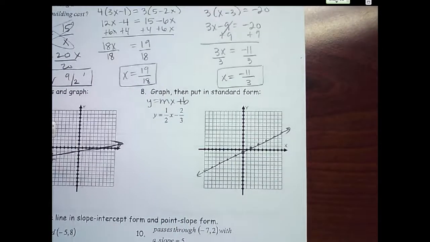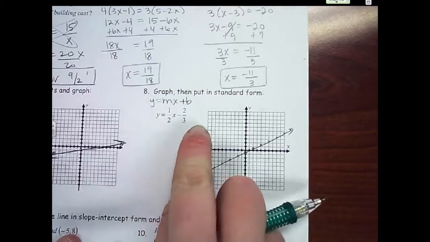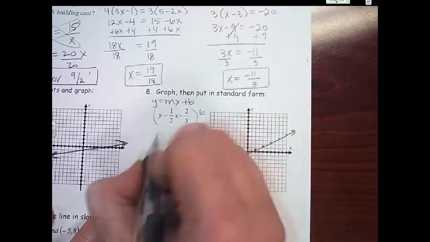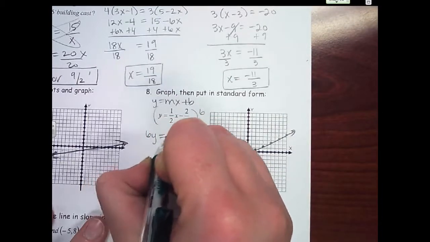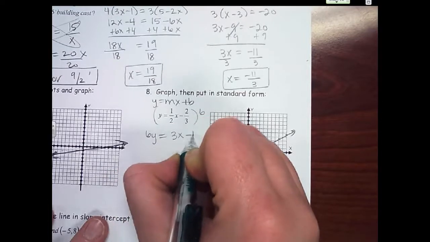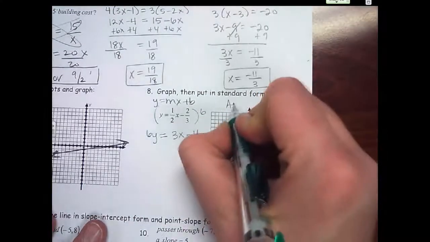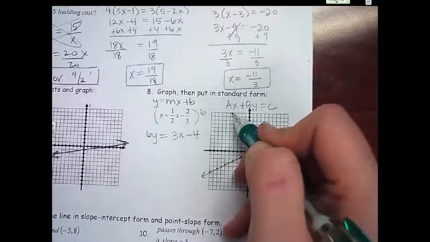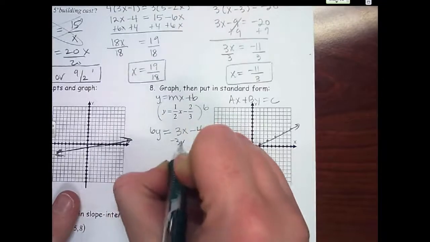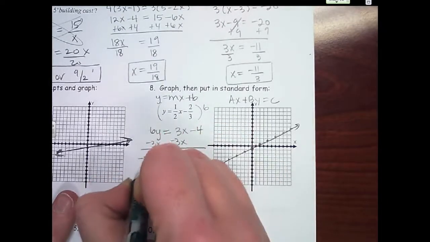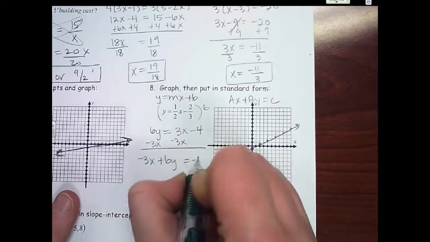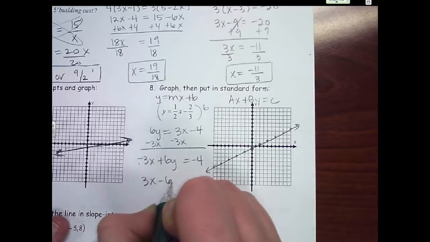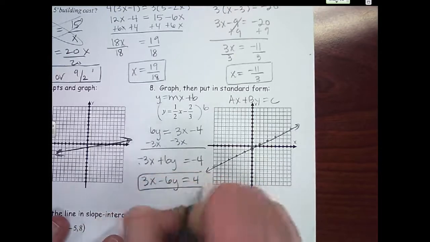So then standard form. You can go ahead and eliminate fractions here if you want. So I'll do that. I'm going to multiply everything by a 6. So I have 6y equals 3x minus 4. Standard form is ax plus by equals c, where a is not negative and there's no fractions. So I'm going to subtract the 3x over. That way I have the x and y on the same side. And then this is negative, so everything switches signs. So there's standard form.